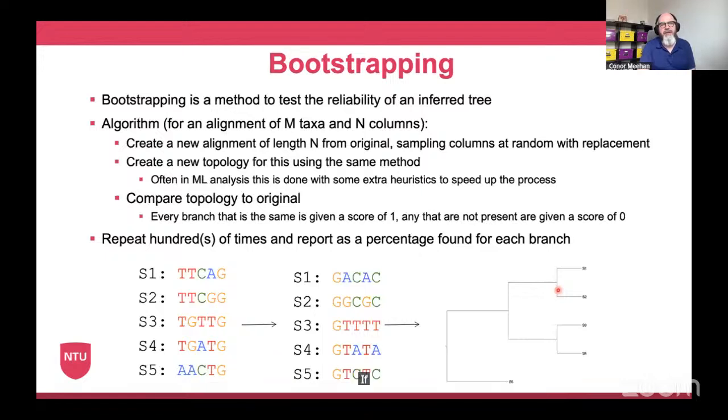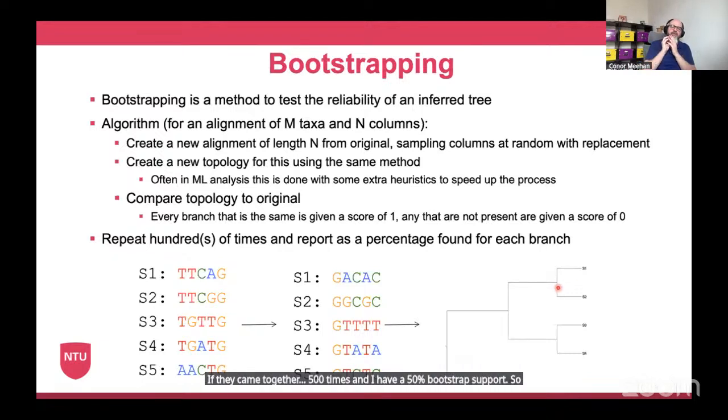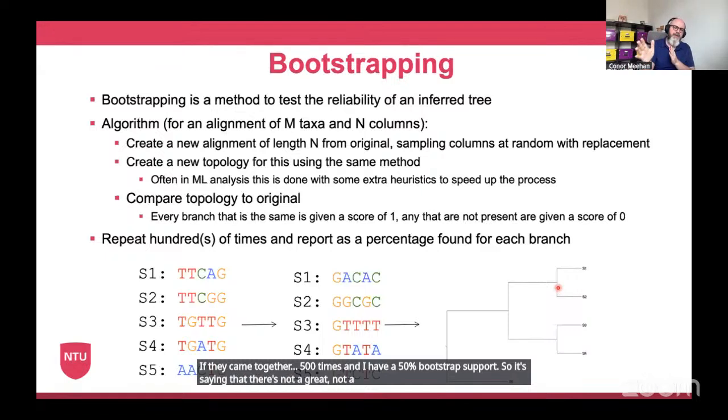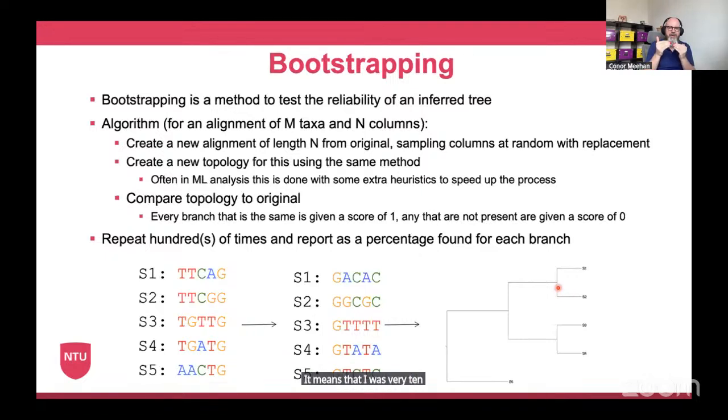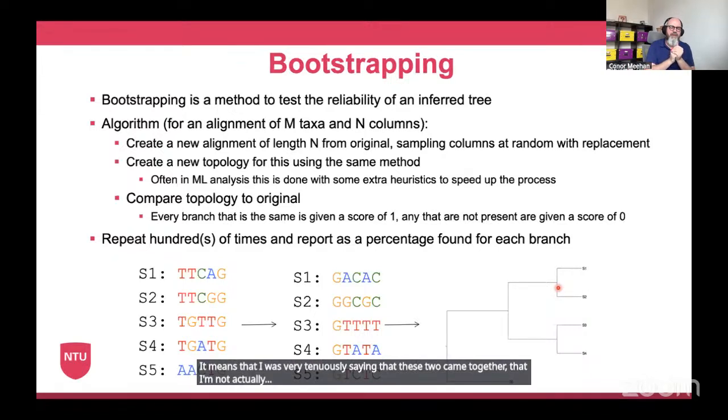If they came together 500 times, then I have a 50% bootstrap support. So it's saying that there's not a very strong support for this clade if I only have a bootstrap support of 50. It means that it was very tenuously saying that these two came together, that I'm not actually really well supported in my assumption of this. So that's how bootstrapping is working.